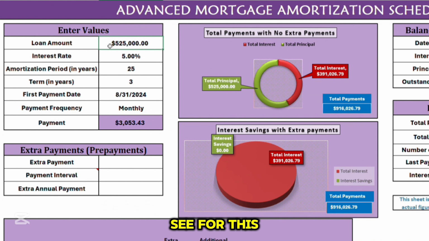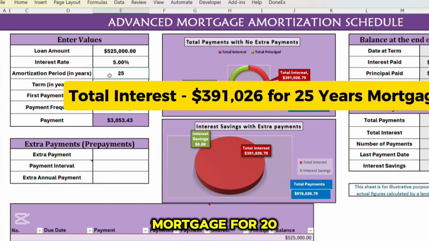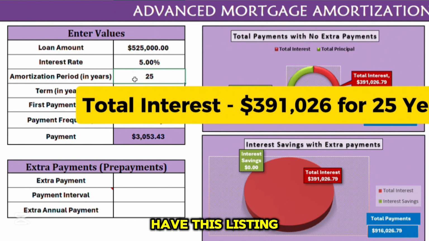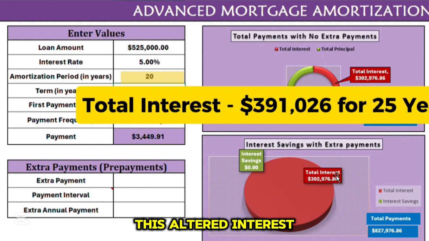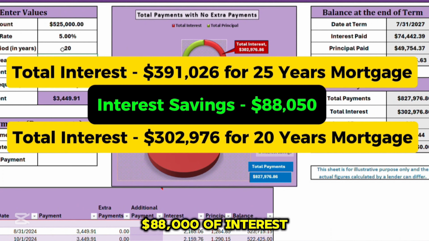So if you see for this $525,000 mortgage for 25 years, the total interest you would be paying over the lifetime of the mortgage is $391,026. But if you just take this mortgage for 20 years, or if you have this existing mortgage refinance into 20 years, the total interest that you'll be paying in the lifetime of the mortgage is around $302,976, which means a saving of around $88,000 of interest.